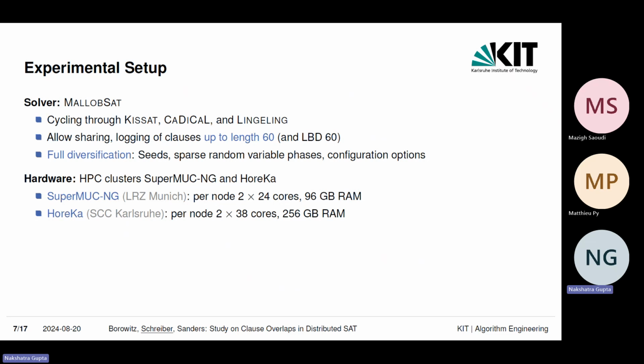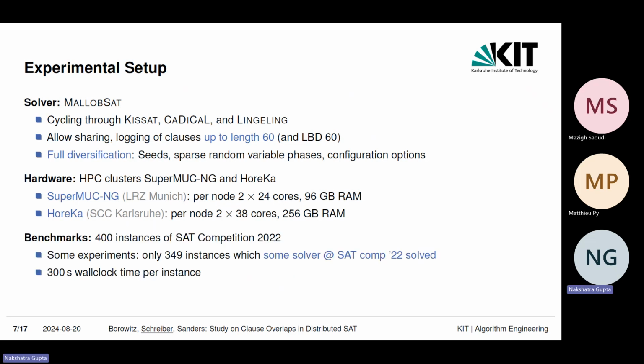We use 2 HPC clusters. I think I don't need to go into detail. One of them has 2 sockets with 24 cores each for each compute node, and the other one has 38 cores for each socket. But yeah, so we're basing our analysis mostly on the instances of the SAT competition 2022. In some experiments, we limited this to a set of instances which some solver in the competition was able to solve. So this takes away the most difficult instances, which we're very unlikely to solve either way. So this saves some resources. And we impose a wall clock limit of 300 seconds for each instance.